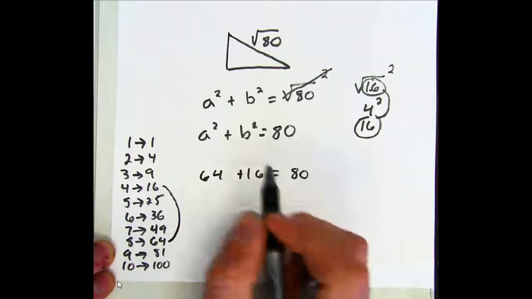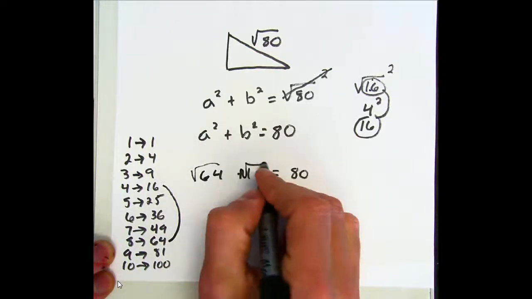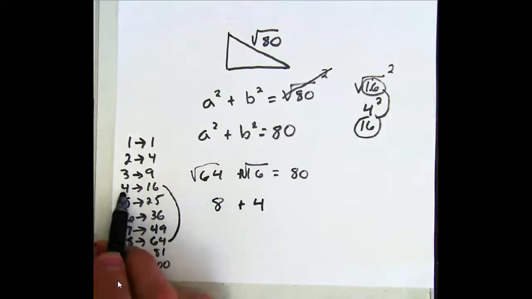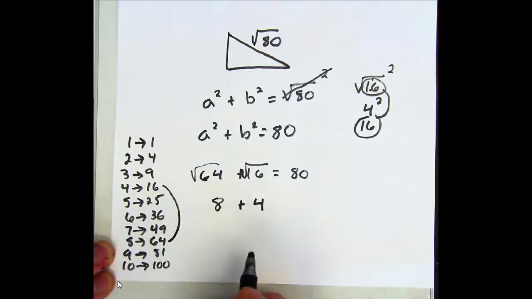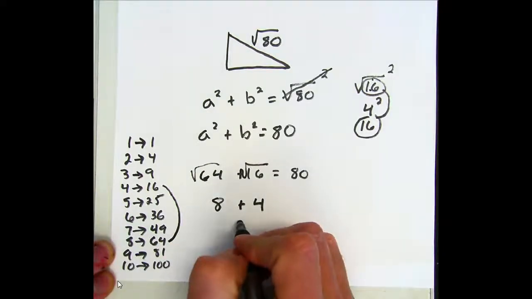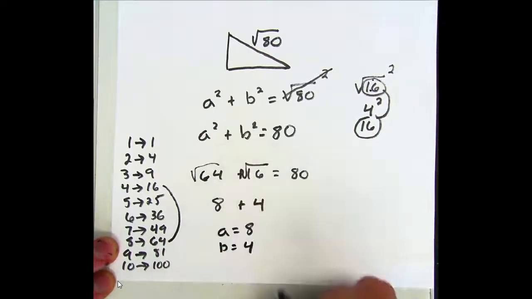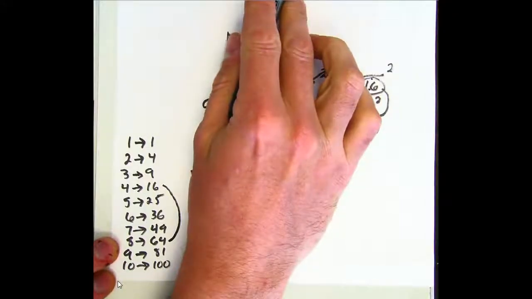But the problem is, what do I now need to do? I had that as my answer. I got to square root these. So this is going to be 8 plus 4. And if you notice, 4 times 4 gave me 16. 8 times 8 gave me 64. So those are my two lengths. So A would be 8. B would equal 4.